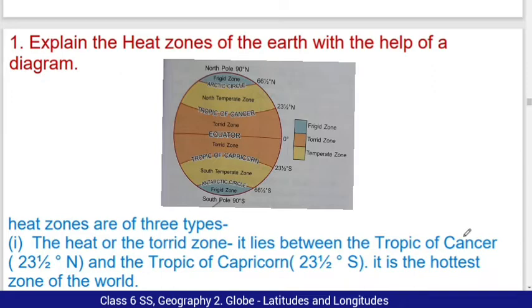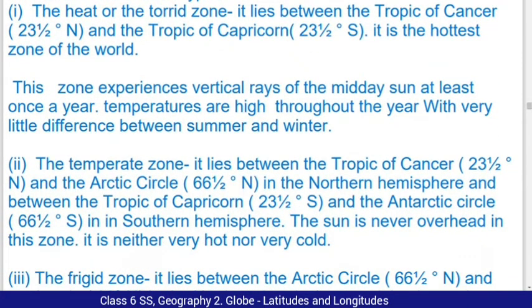First one, the heat or the torrid zone. It lies between the Tropic of Cancer, that is 23.5 degrees north, and the Tropic of Capricorn, 23.5 degrees south. Torrid zone is the hottest one of the world. This zone experiences vertical rays of the midday sun at least once a year. Temperatures are high throughout the year with very little difference between summer and winter.